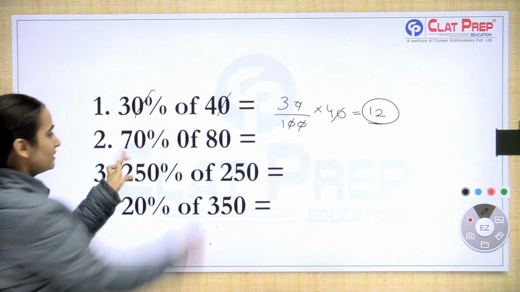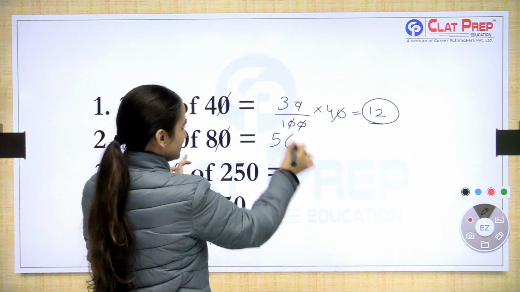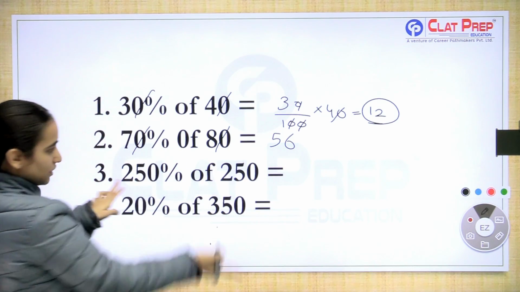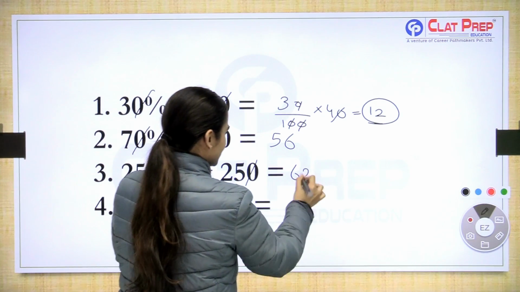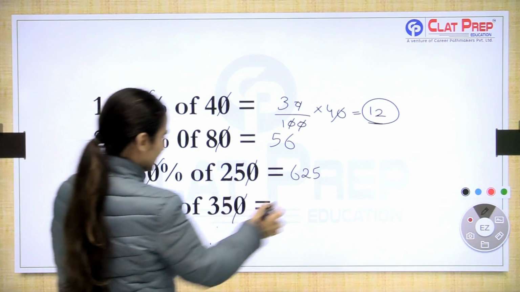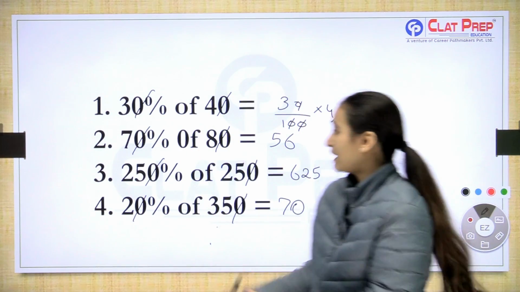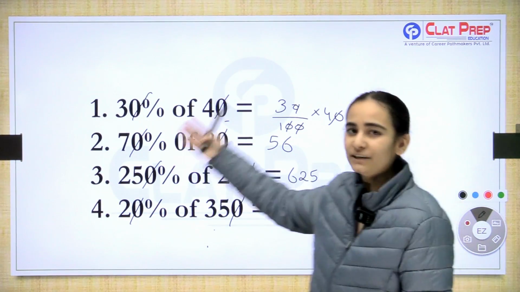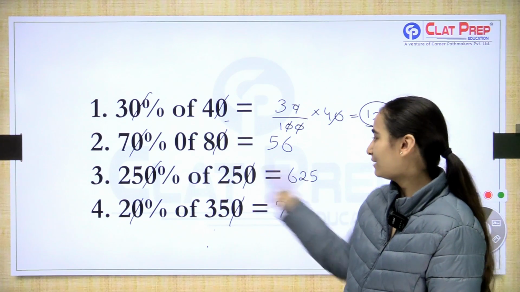In the next question, we'll cancel these two zeros directly and we'll get our answer as 56. Here also, we'll cancel these two zeros directly and we'll get our answer as 625. Now, we'll cancel these two zeros directly and we'll get our answer. Therefore, we can conclude that whenever we have two zeros or more than two zeros in a question, we can directly cancel the zeros and multiply to get our answers.